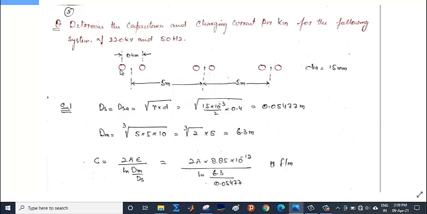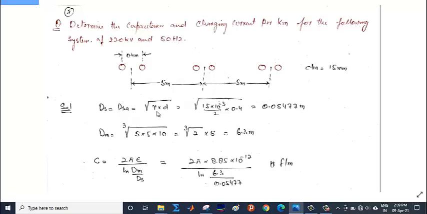So the configuration is: this is phase A, this is phase B, this is phase C. They have two subconductors which are placed apart from each other 0.4 meter, and the phases are apart from each other 5 meters each. The diameter of each strand or each subconductor is 15 mm. So first we will calculate ds, which will be equal to dsa, because dsa in this case will be equal to dsb will be equal to dsc, and ds will be equal to the cube root of dsa into dsb into dsc. So finally, since they are the same, it will be equal to dsa.